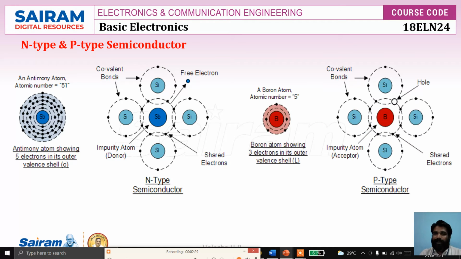Similarly, by doping boron, that means a trivalent atom, there are 3 electrons in the outer shell. If you add this into a silicon or germanium semiconductor, the 3 electrons are shared with the 3 neighboring silicon atoms. One more electron is required, so it forms a hole. So this is P-type semiconductor. In P-type semiconductor, holes are majority charge carriers.